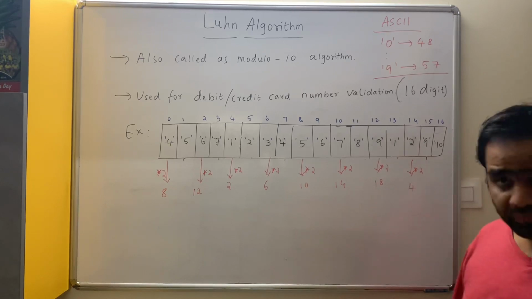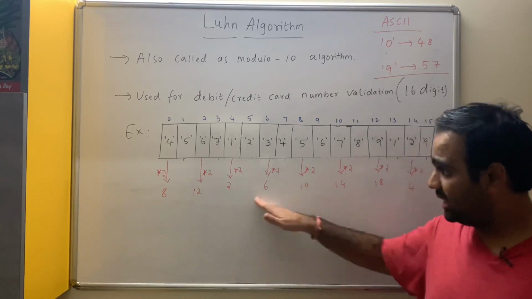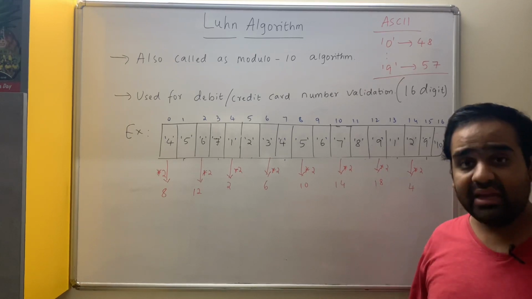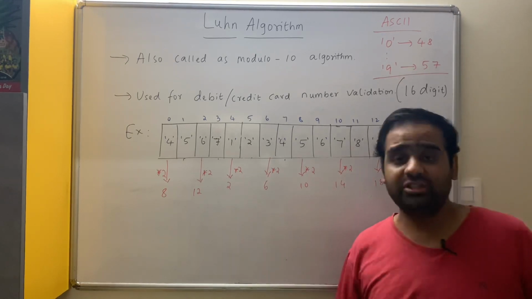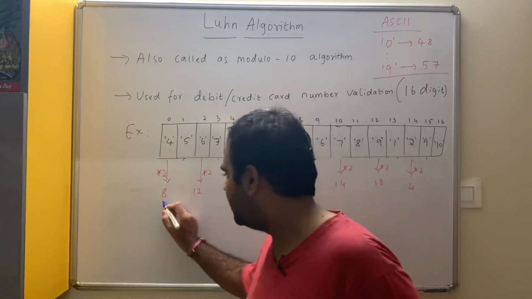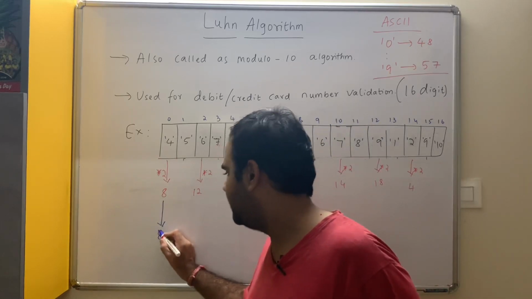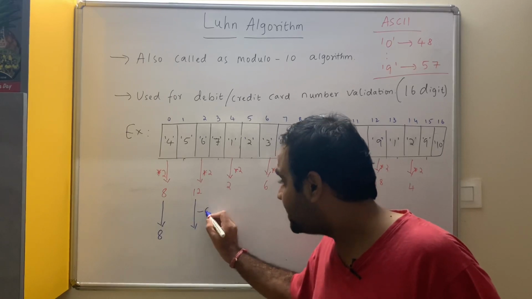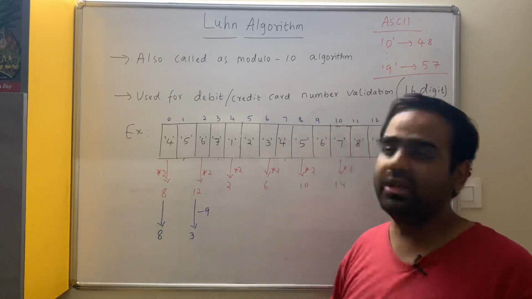And now, after you get this multiplication by 2, you need to check: is there any number which is greater than 9? Is it greater than 9? No, therefore keep it as it is. Is it greater than 9? Yes, you subtract 9 from it and you get 3.